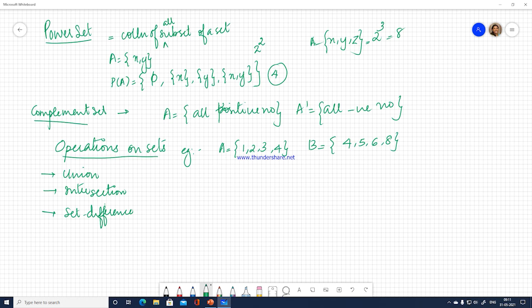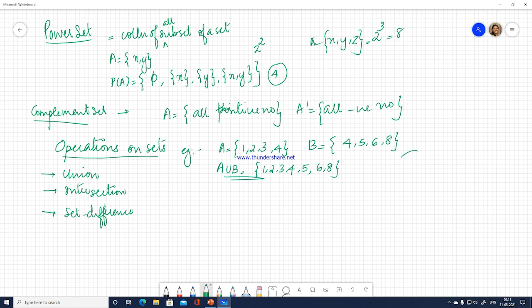If you are asked to find A union B, it means all the elements of A as well as all the elements of B is called union. So it will be 1, 2, 3, 4, and as there is a 4 already written, you don't have to repeat the 4 again. So consider the rest of the elements. So it will be 5, 6 and 8. This is known as A union B.